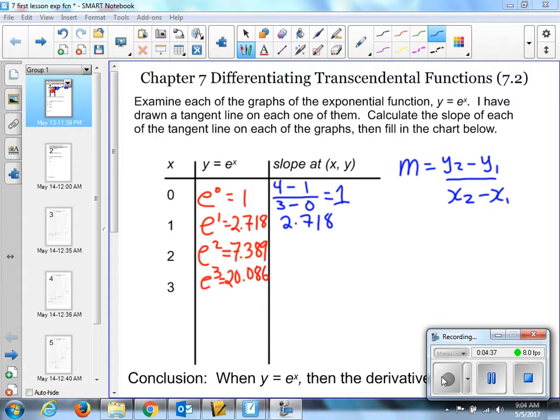Okay, after calculating the slopes of the tangent lines that were drawn in very carefully by myself.